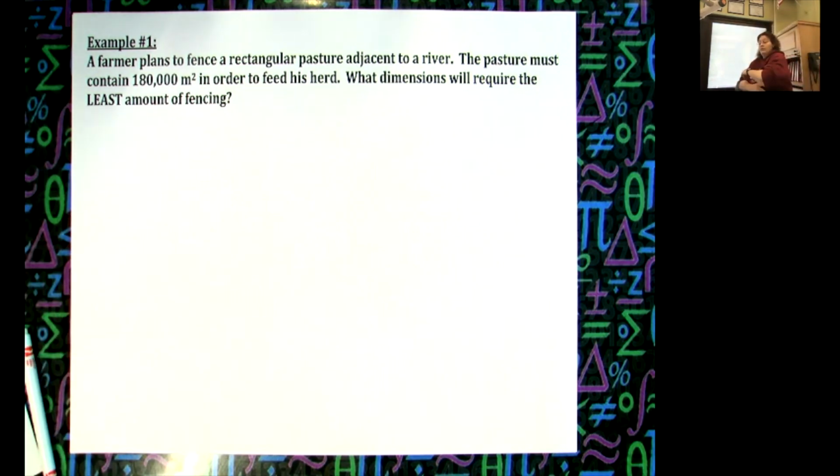Okay. It says a farmer plans to fence a rectangular pasture adjacent to a river. All right, this is your pretty common, straightforward optimization problem. The pasture must contain 180,000 square meters in order to feed his herd. What dimensions will require the least amount of fencing?